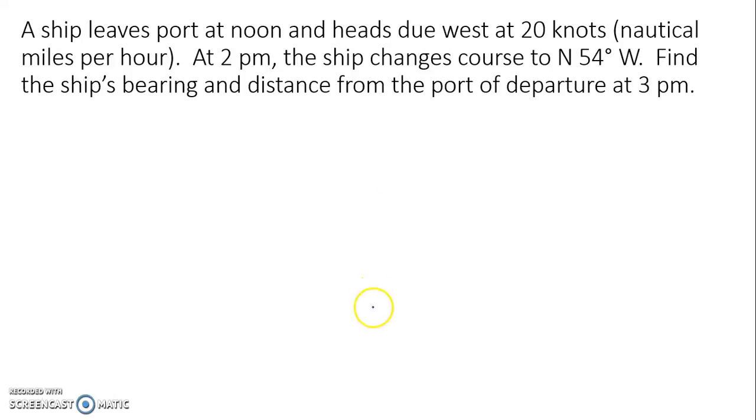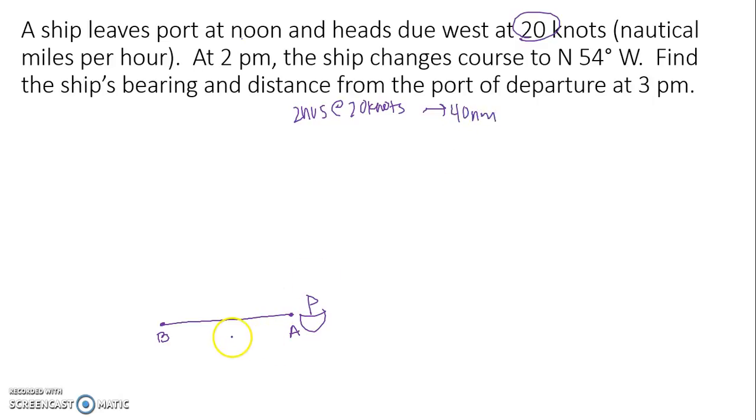So, the ship leaves port and heads due west. I'm going to put my ship over here, and I'm just going to call this point A, because that's where it's starting. It heads due west until it hits point B. It's going due west at 20 nautical miles per hour. So from noon until 2, that's 2 hours. 2 hours at 20 knots, or 20 nautical miles, which is miles on the water, per hour, should lead me to 40 nautical miles. So I have gone 40 nautical miles.